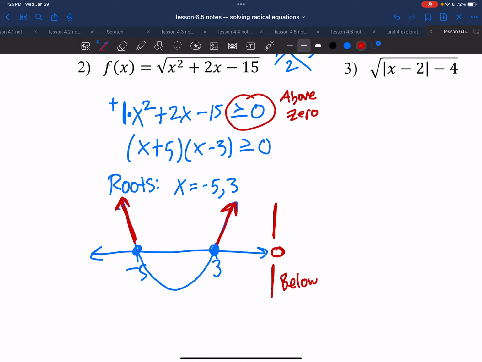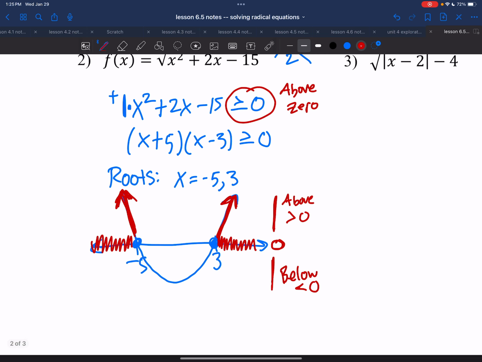So below, that means less than 0. This is above the line, which means more than 0. So we want to be this section and this section. And on the number line, that's shading this region and this region right here.